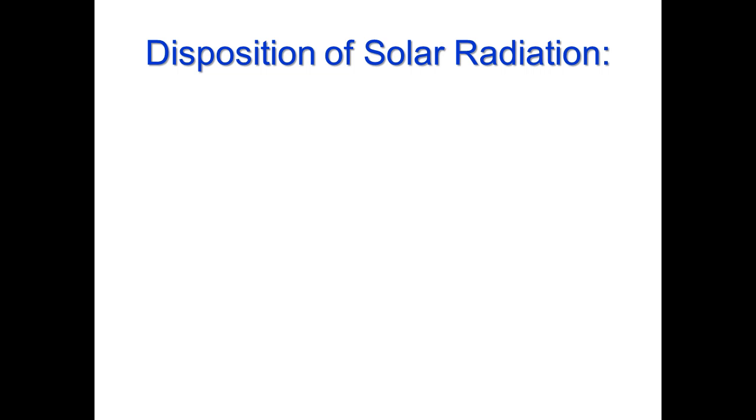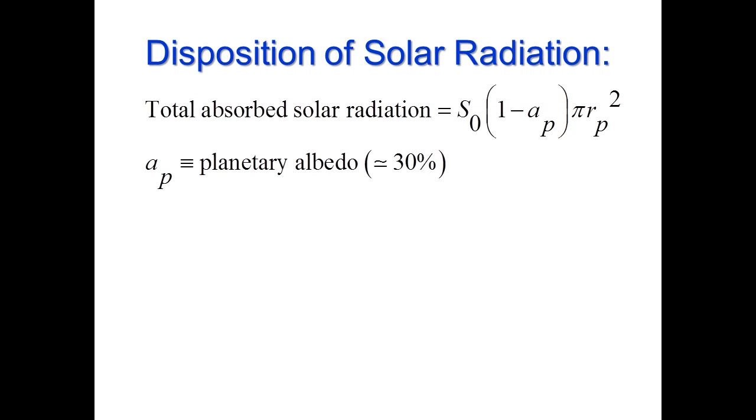What happens to that solar radiation? Well, we can first calculate how much of it is actually absorbed by our planet. So we're going to take the solar constant, which remember is the flux of solar radiation per unit area at the top of the atmosphere, and we're going to multiply it by this factor 1 minus a sub p. A sub p is the planetary albedo. It's the fraction of incident sunlight that's reflected by the planet. We'll later see that that's highly variable across the planet, but it averages about 30% or 0.3.